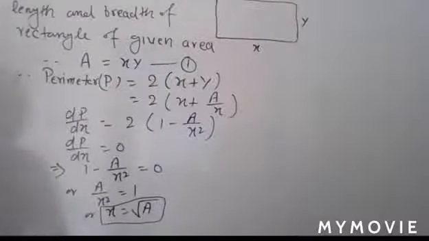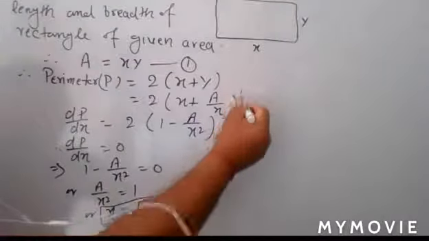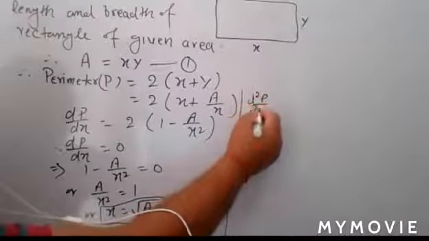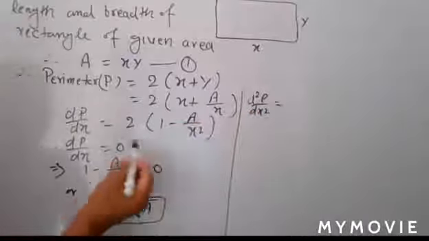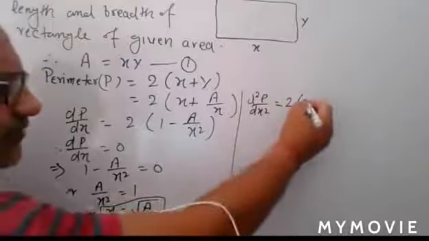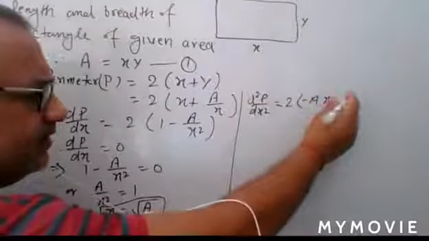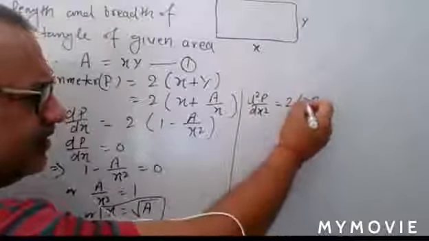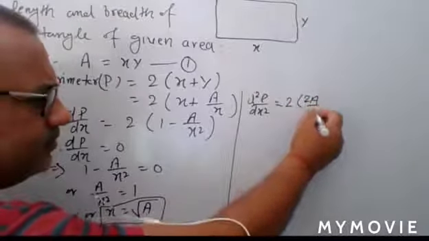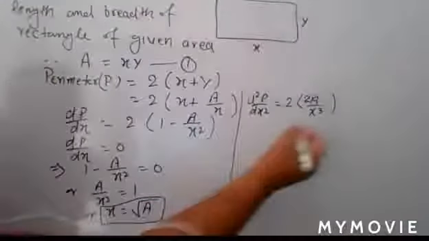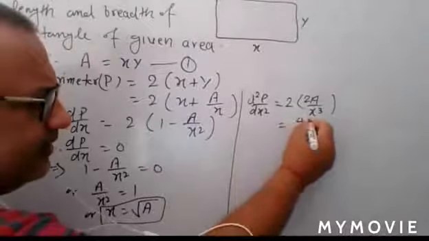Okay, beta. So if the value of x is known, you take its second derivative, d2p upon dx2. So you differentiate here. Here you have 2, so write as it is. And here you have minus a into minus 2, so it becomes positive. So you can write 2 by x cube. So overall here you have 4a by x cube.